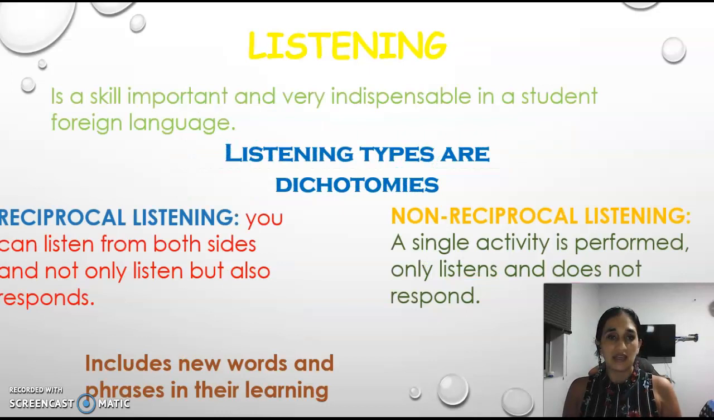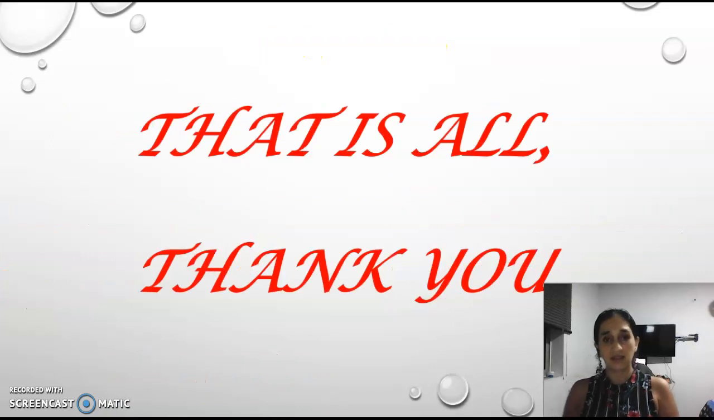Listening is an important and indispensable skill for a foreign language student. Listening types are reciprocal listening and non-reciprocal listening. Reciprocal listening: you can listen from both sides and not only listen but also respond. Non-reciprocal listening: a single activity is performed, you only listen and do not respond. It includes new words and phrases in their learning. That is all.